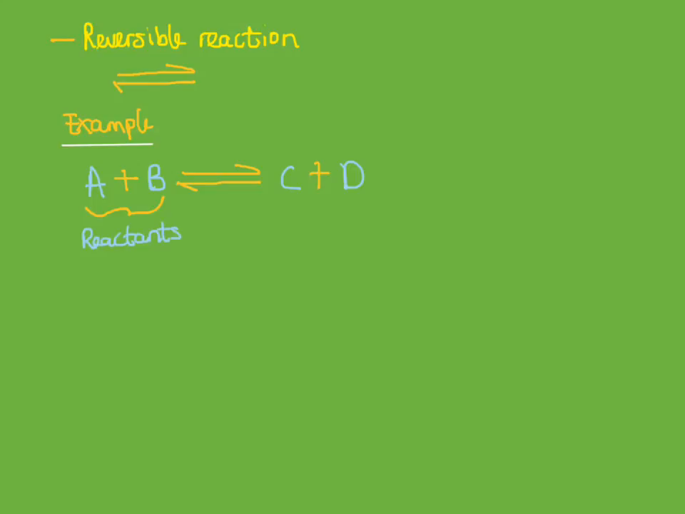A reversible reaction is denoted by a double arrow pointing both directions in a chemical equation. For example, a two-reactant, two-product equation would be written thus. We have A reacting with B to give rise to C and D. A plus B are the reactants, while C plus D are the products, with the double arrow being the sign for a reversible reaction.